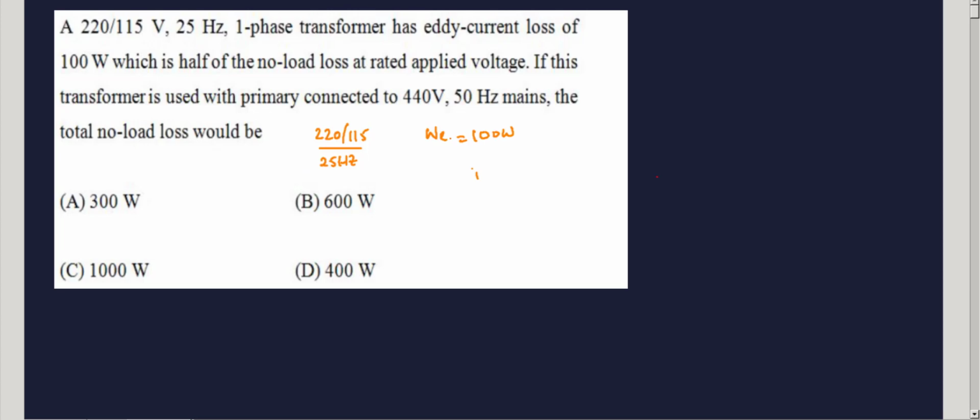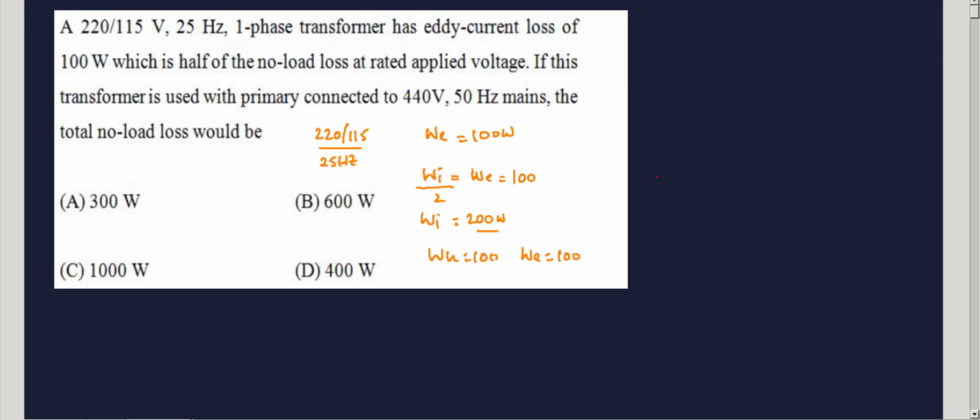Eddy current loss of 100 watts, which is half of the no load loss at the applied voltage. What are the no load losses? Iron losses. So eddy current loss is half of the no load loss. We know that no load loss is iron loss. Eddy current loss is 100 watts, so iron loss is 200 watts. That is, hysteresis loss is 100 watts and eddy current loss is 100 watts. This is the first condition given.